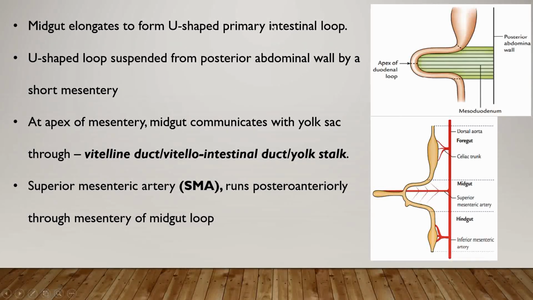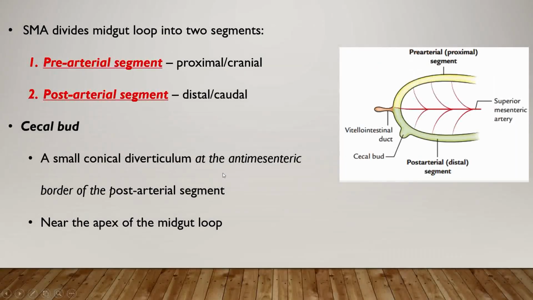There is a midgut, U-shaped primary intestinal loop which is suspended from the posterior abdominal wall by a short mesentery that is known as mesoduodenum, and here the arterial supply of midgut is superior mesenteric artery, and at the apex of the mesentery the midgut is communicating with the yolk sac through vitelline duct or vitellointestinal duct.